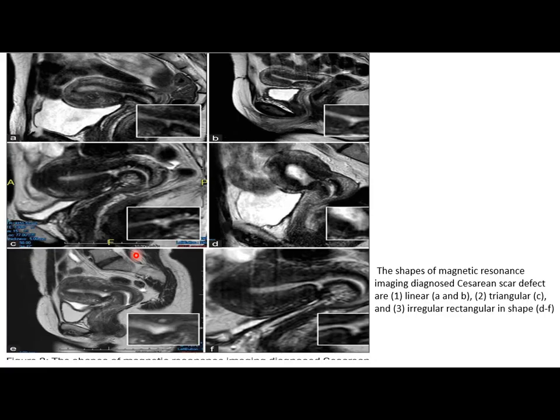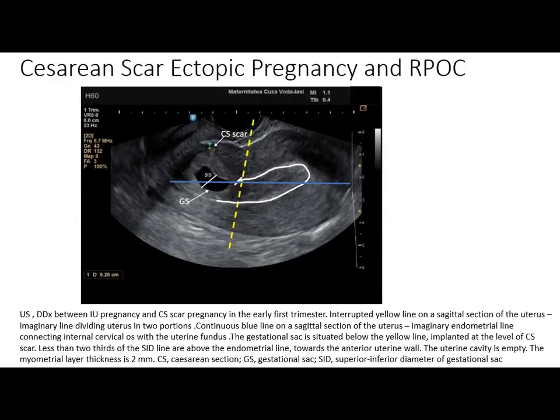We have different shapes, for example, linear shapes. This is a triangular shaped niche, and this is an irregular rectangular shaped niche. Another chronic complication is ectopic scar, or implantation of the gestational sac at the site of the previous scar. So it's somewhat difficult to differentiate whether it's a low-lying gestational sac or a Cesarean scar. We can sometimes use this rule to differentiate between them.